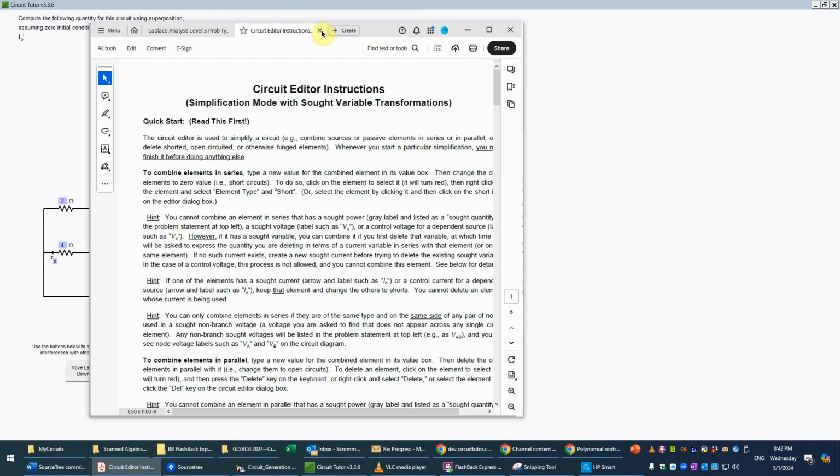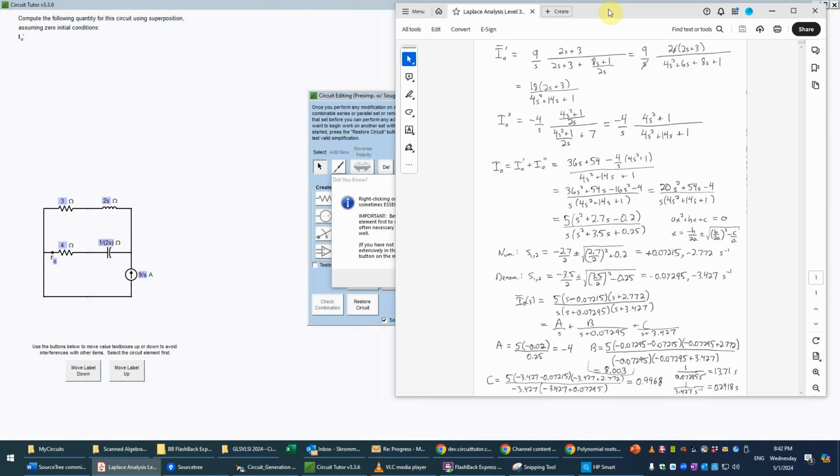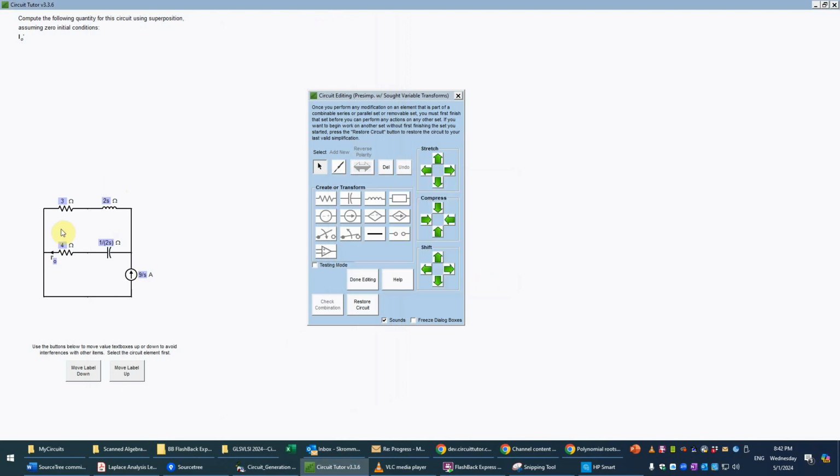Okay, and it's once again giving us some instructions for that. And it reminds us that right-clicking is very important when you're using the circuit editor. Okay, so now I want to combine elements in series. For example, these two elements are part of the same two meshes, the outer mesh and then this mesh. So they're clearly in series, connected by a single node. So we can just change either one of those. I'm going to make that 2s plus 3.